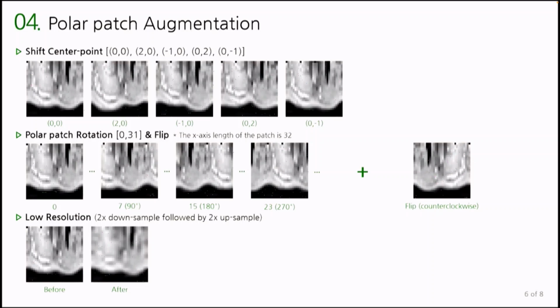Second, the polar patch rotation is performed. This is to change the starting angle and direction when extracting the polar patch. Finally, the image is downsampled by a factor of 2, followed by upsampling to the same size to simulate interpolation noise. These steps encourage the models to be generalizable, accounting for varying degrees of image quality.